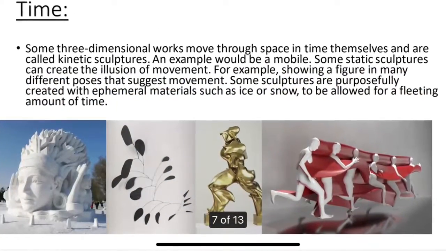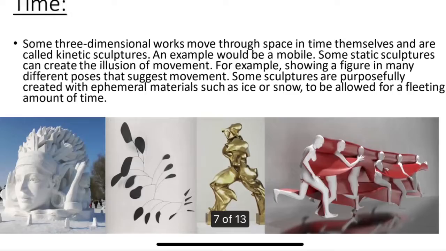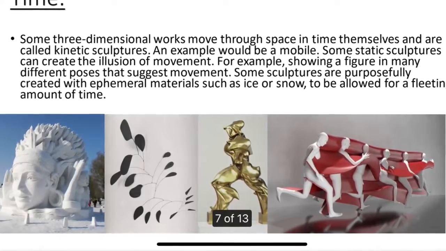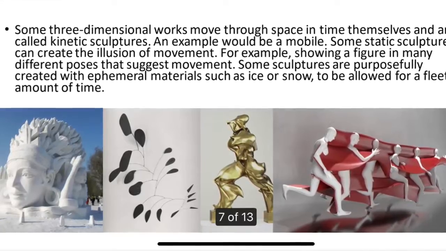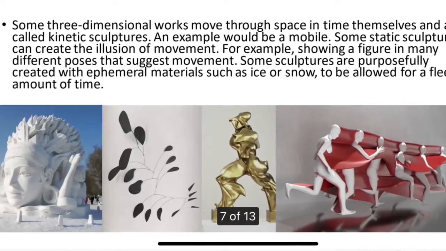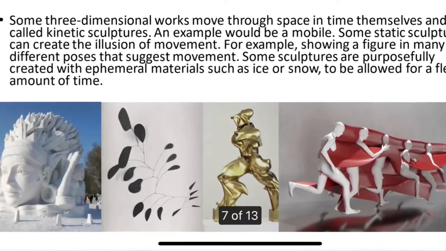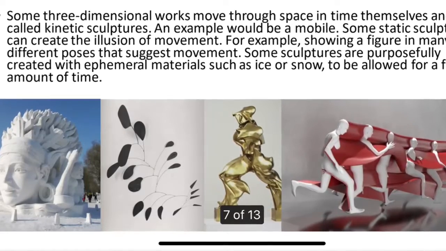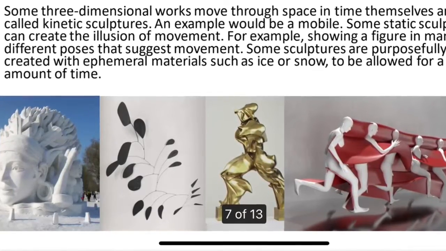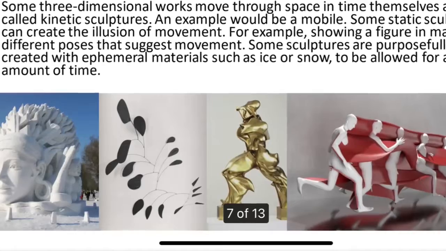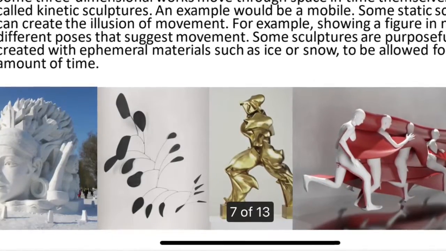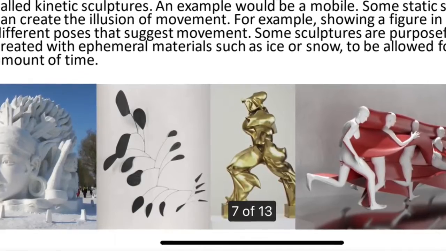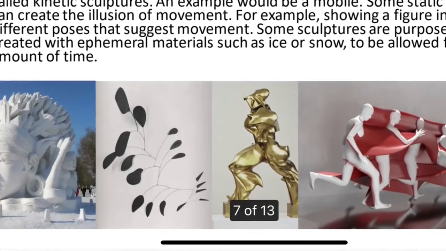The first principle of art we're going to discuss is time. Some three-dimensional works move through space and time themselves and are called kinetic sculptures. An example would be a mobile. Some static sculptures can create the illusion of movement, for example, showing a figure in many different poses that suggests movement. Some sculptures are purposefully created with ephemeral materials, such as ice or snow, to allow for a fleeting amount of time.